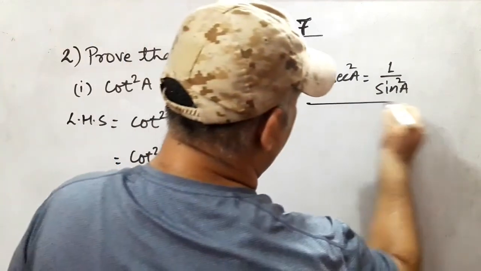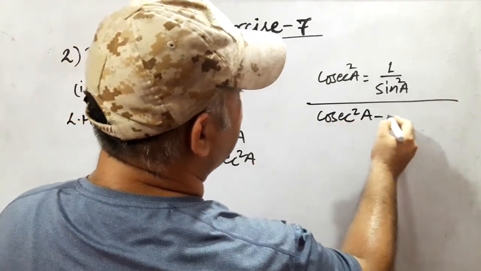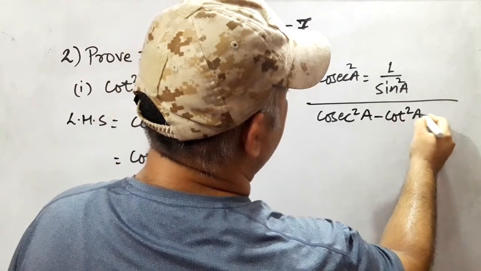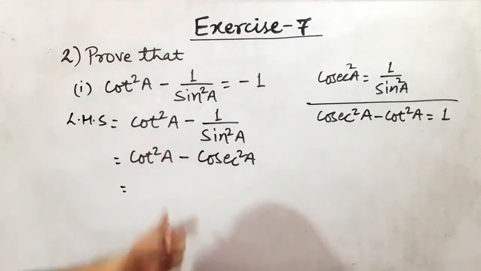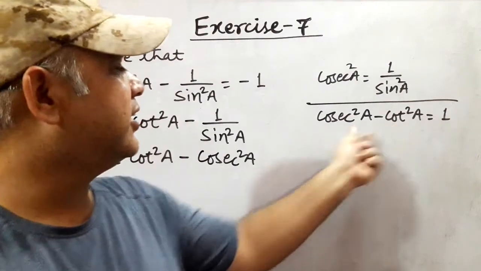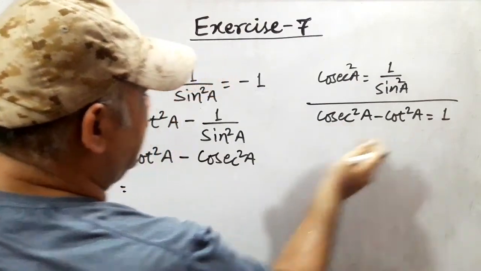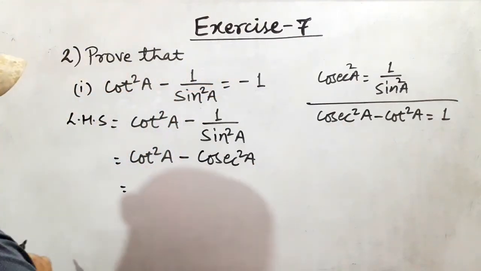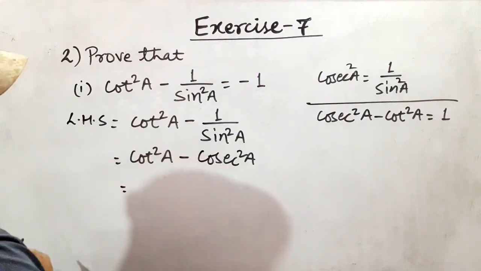Let's see again in a row. We have cosec square A minus cot square A equals to 1 from the Pythagorean relation. But here we have cot square A minus cosec square A, just its reverse. Here we have cosec square A minus cot square A. Here we have cot square A minus cosec square A. So what will be cot square A minus cosec square A?